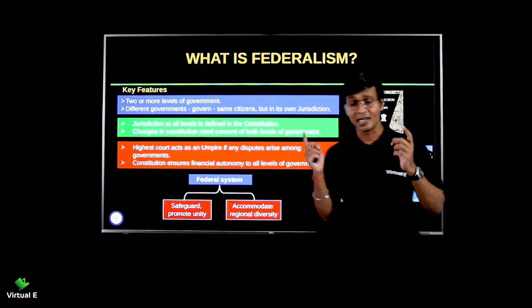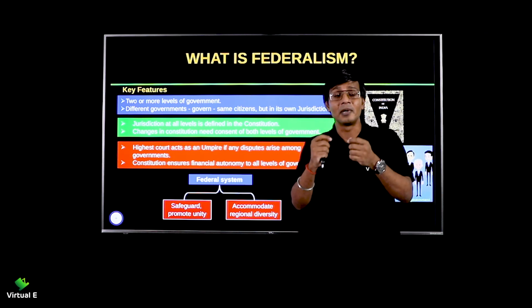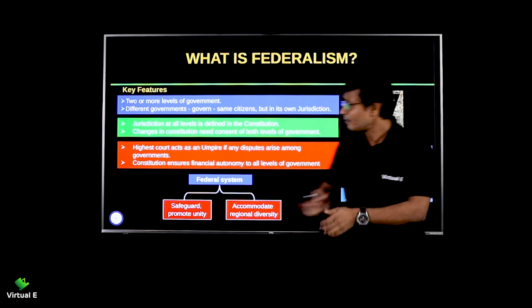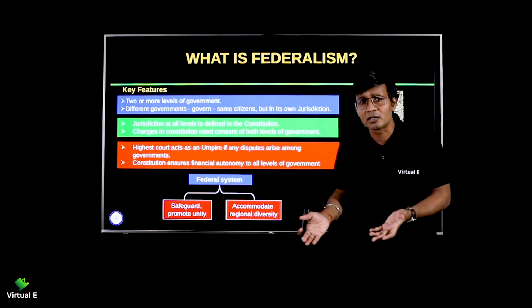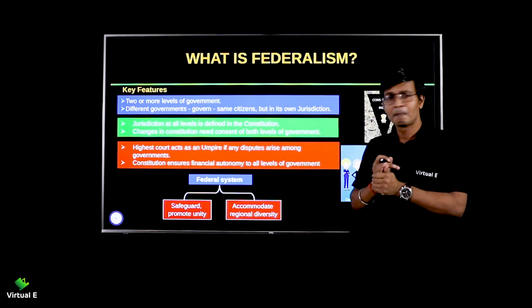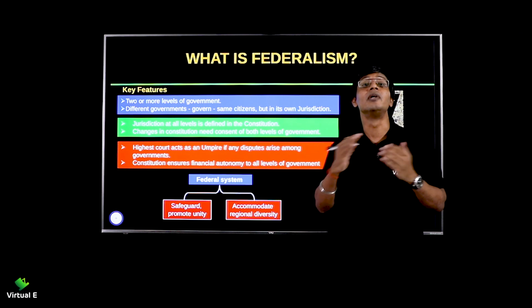So it's a definite area where the law is implemented or is applied. That is called jurisdiction. Now, highest court. Which is the highest court? Supreme Court. Now, Supreme Court act as an umpire between the two unit.